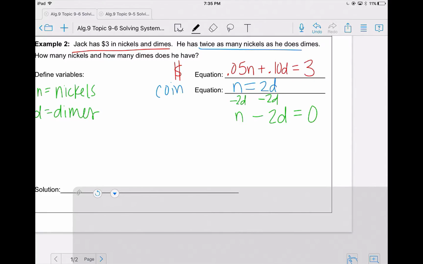When I plug into my matrix, I have 0.05, 0.10, and 3. For the green equation, I have 1, -2, and 0. I'm going to put this in exactly like I see it. And again, remember that I had to rearrange my bottom equation before I plugged in because I did not have nickels, dimes, equal signs, and answers all lined up perfectly.